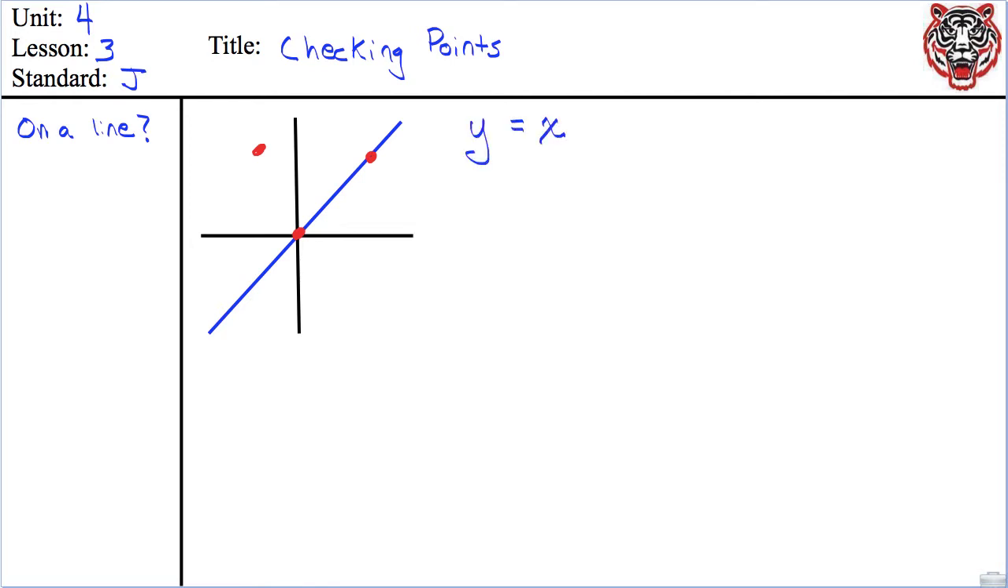All right, so the question is: is 1, 1 on this line?